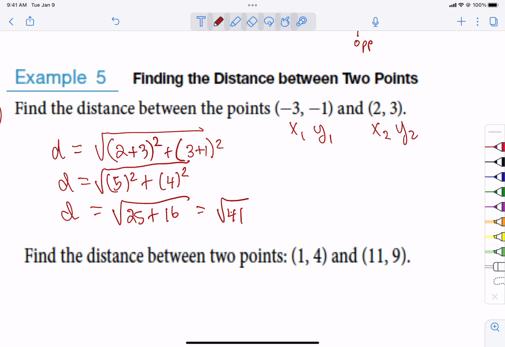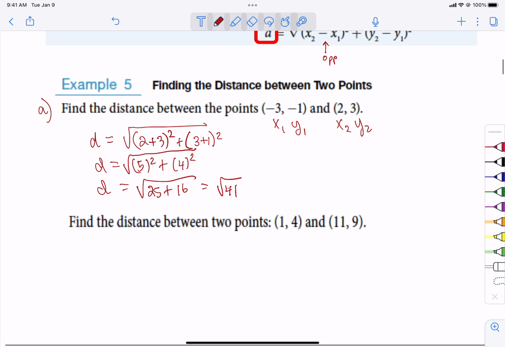4, 9, 16, 25, 36. If that goes into 41, make sure you reduce it. But otherwise, we're done. Let's try one more. Let's call this 5B.